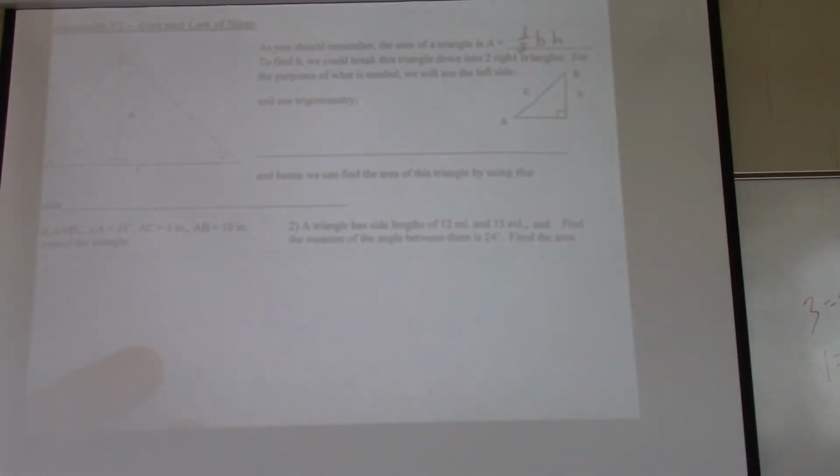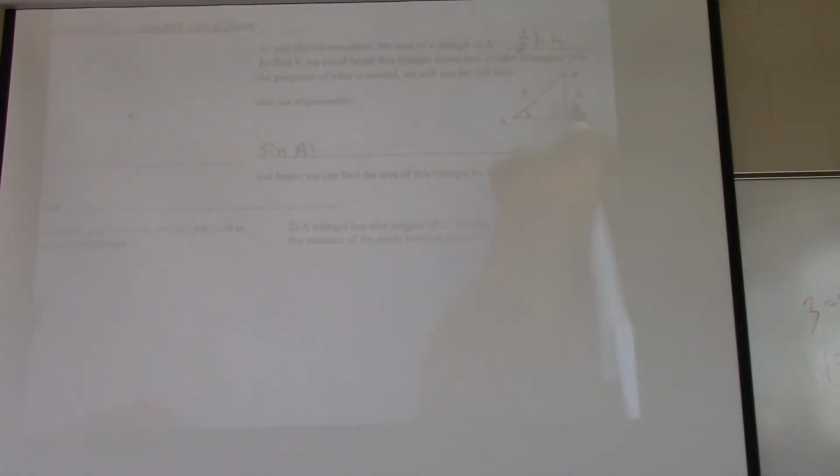Okay? To find h, we could break this triangle here into two right triangles. So what I did is I kind of took this here and rewrote it over here. For the purposes of what we need, we're just going to use that left side and use trigonometry. Let's see how many of you remember. Sine of A equals. Can somebody tell me what sine of A is given the triangle given? H over C? Boom. H over C. Right? Opposite over hypotenuse.